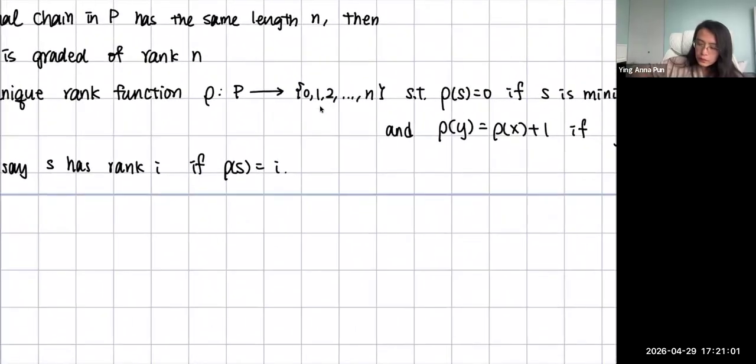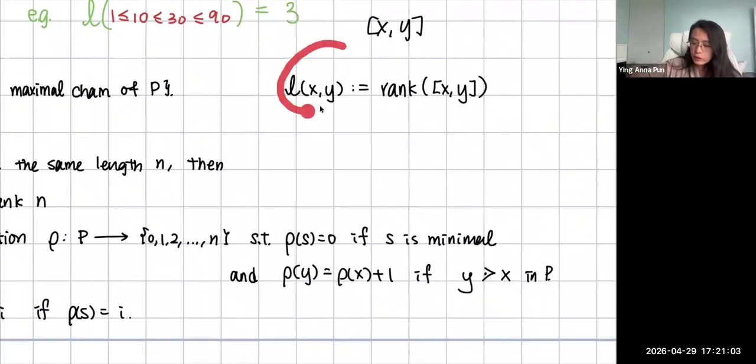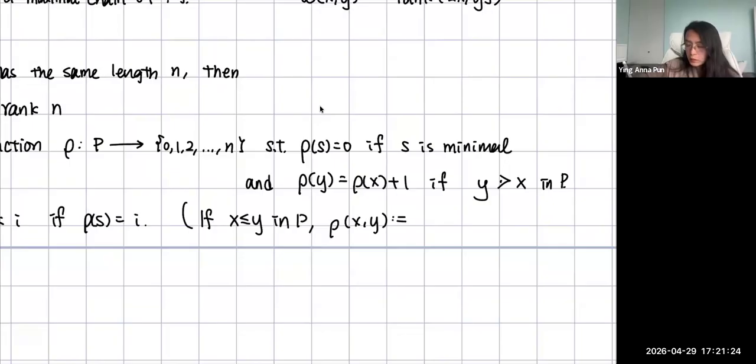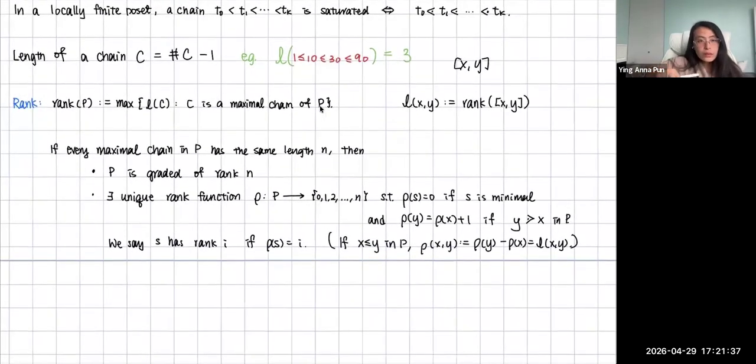To link it back to the notation that we talked about, if rho is well defined, meaning that your P is graded, then if X and Y are comparable in P, we will also generalize our notation of rho. Rho of XY is the same as the length of XY. We define it as rho of Y minus rho of X, which is the length of XY. So that's the relation between all these notations. All right, so that's the rank.